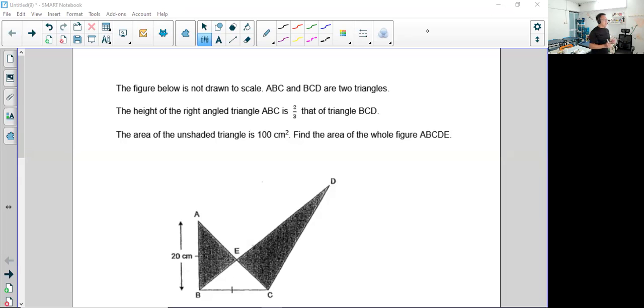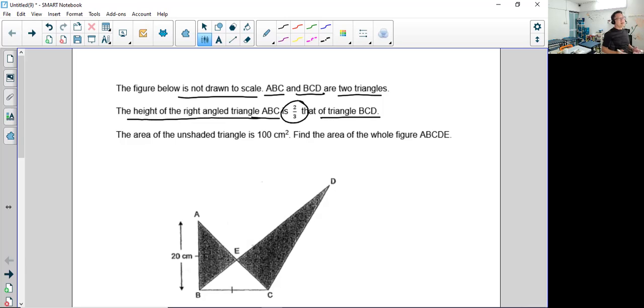Let's look at the first example, and you can see that there are some triangles that overlap. Let's read the question. The figure below is not drawn to scale. ABC and BCD are two triangles, and the height of the right angle triangle ABC is 2/3 of triangle BCD. When there's a fraction, we do arrow pointing. The numerator points to the first triangle, which is 2 units, and the denominator points to the second triangle, which is 3 units. And the area of the unshaded triangle is 100 cm squared. So what's the area of the entire figure?